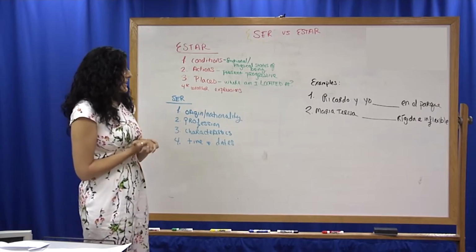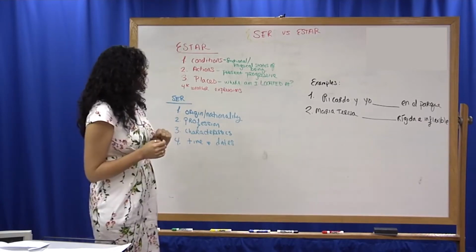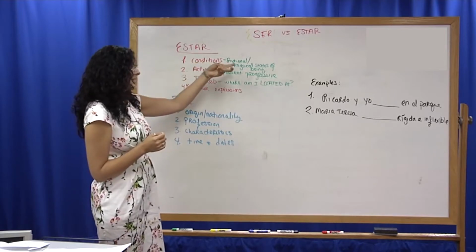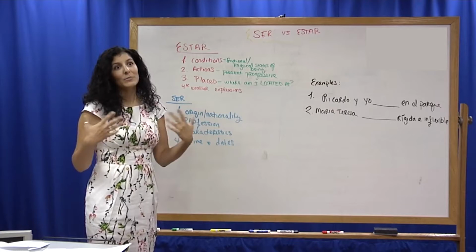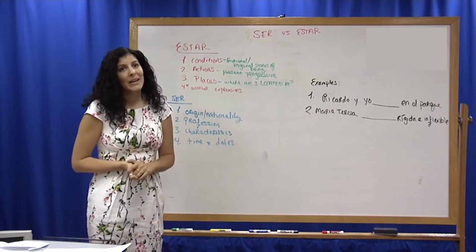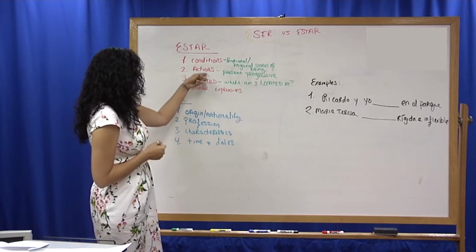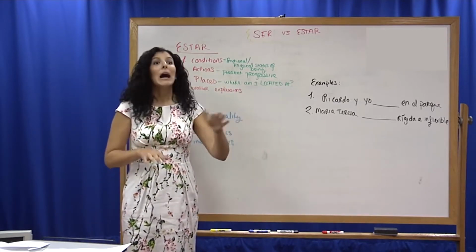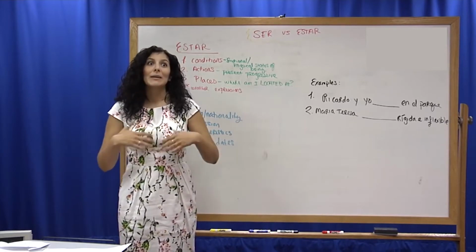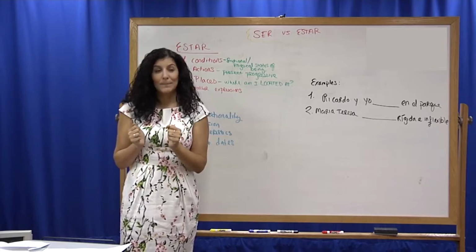Remember that estar is used for three specific instances. It is used for conditions, that means emotional and physical states of being. I am dirty, I am clean, I am happy, I am sad. It is also used for actions, meaning that it is used for the present progressive. I am going, I am doing, I am being, actions that are happening at the time that we're speaking.